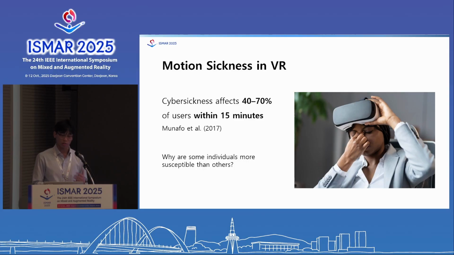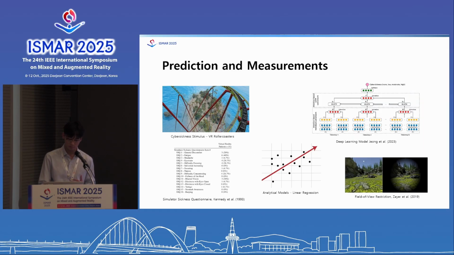It's a form of visually induced motion sickness, usually in VR, and remains a major barrier to everyday VR. 40 to 70% of users report symptoms within 15 minutes. It's not just a niche problem, but a brake on adoption in entertainment, training, and research. Symptoms include nausea, dizziness, and disorientation, and they can persist beyond the session. And so we want to figure out, why are some individuals more susceptible than others?